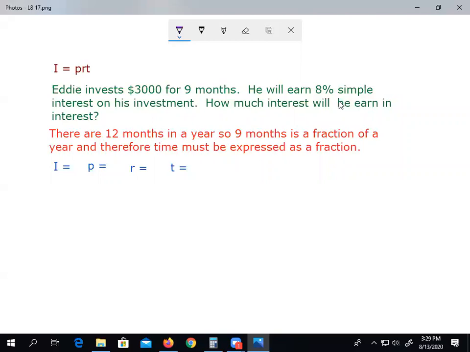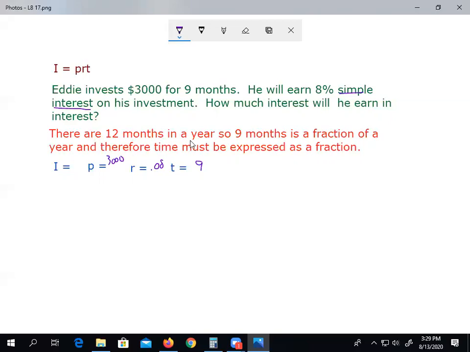So again, we see that word simple interest. We don't know what the interest is going to be, but we do see that he's investing $3,000. We also see that his rate of interest is going to be 8%. In decimal form, that's going to be 0.08. And then the time is going to be 9 months. But notice that time is supposed to be in years, so we have to pick up on that.